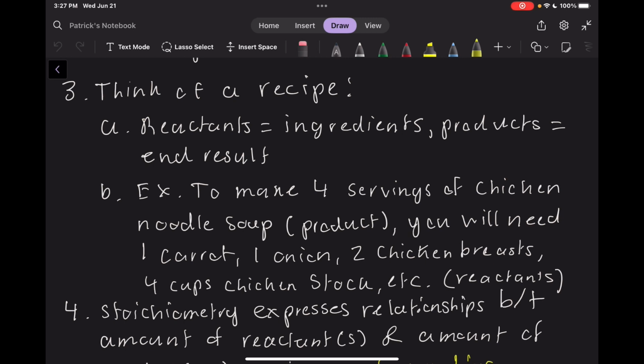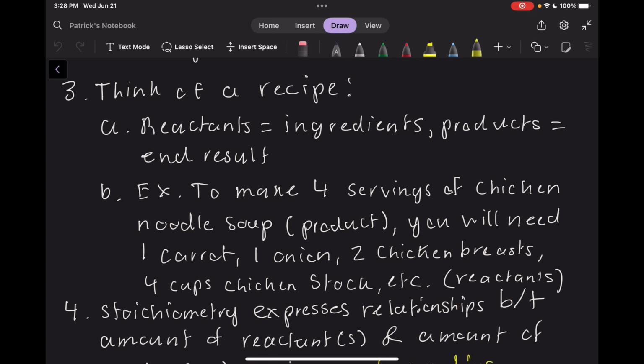A good comparison is that of a cooking or baking recipe. No matter what we're making, a recipe is going to tell us two things: the dish we're going to produce, and the ingredients needed to make said dish. We can analogize this idea to chemical reactions by looking at the ingredients as the reactants and the end results as the products. For example, let's say we want to make ourselves a nice bowl of chicken noodle soup. The recipe in front of us calls for 1 carrot, 1 onion, 2 chicken breasts, 4 cups chicken stock, and smaller amounts of other ingredients to make 4 servings of soup. In this case, the 4 servings of soup are the products, and all the ingredients listed here are the reactants.